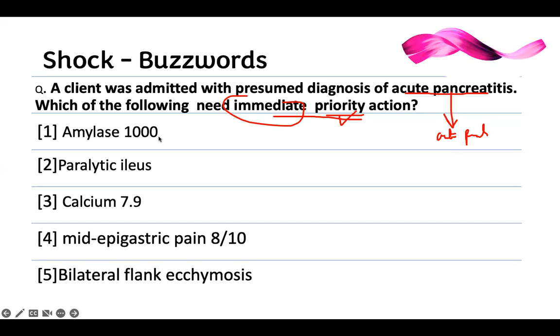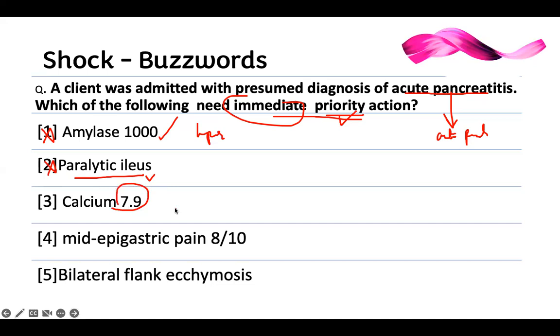Amylase of 1,000: this is an expected finding for pancreatitis. This is from the pancreas being injured. They release amylase and lipase. So this is not a problem. Paralytic ileus: basically, when there's inflammation of the pancreas, the GI tract will slow down and you develop ileus, like an obstruction, but it's not a true obstruction. Basically, transit time has changed. So this is not a problem.